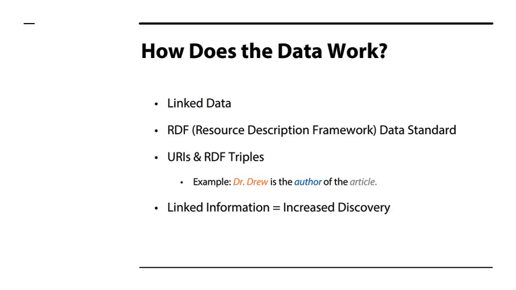CU Find takes each entity's URI and assembles information entered into triples for parsing purposes. These triples are arranged like sentences, in subject, predicate, object form. For example, Dr. Drew is the author of the article. Each highlighted part of the sentence has its own URI and corresponds, more or less, to the subject, predicate, and object of the sentence. The significance of this is when all information is linked together, it is easier to locate.